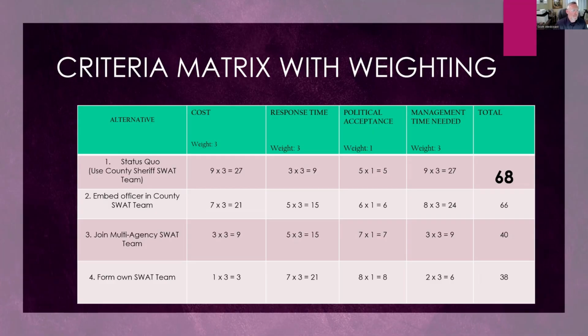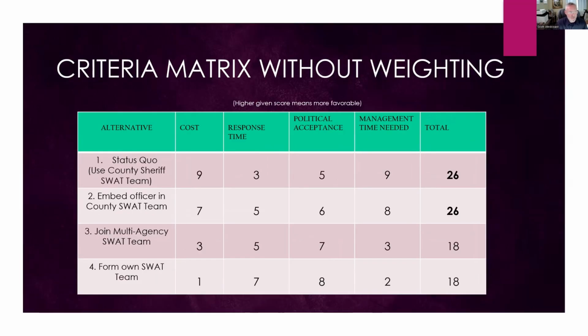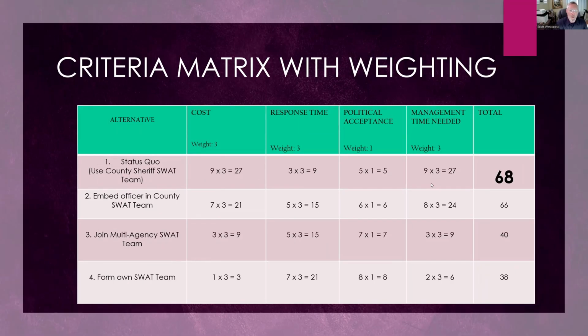So if you look below, it's the same scores from the previous example, but now you multiply those scores by the weight. And by doing this, you can create gaps and distance between the totals of your alternatives. And we didn't have a tie, like before we had a tie score here, 26 for option 1 and 2, but because we weighted and prioritized criteria, well now option number 1, the status quo, became the optimal decision.